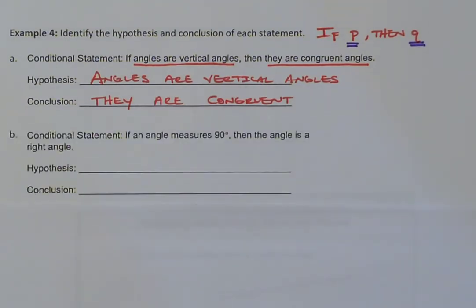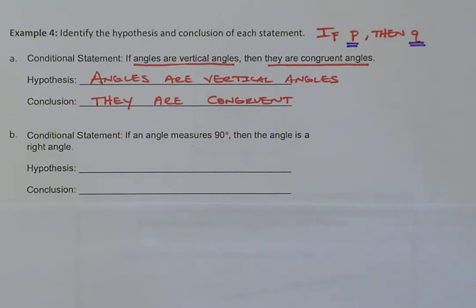All right, part B is going to have you do the same thing. It's just a different conditional statement. In this case, it's if an angle measures 90 degrees, then the angle is a right angle. So again, go through and identify your hypothesis and conclusion. If P, then Q. Statement after if is hypothesis. Statement after then is your conclusion. Now, I will leave that one for you to go through and do. And you can take a look at my completed notes if you want to check to make sure you have the right idea.